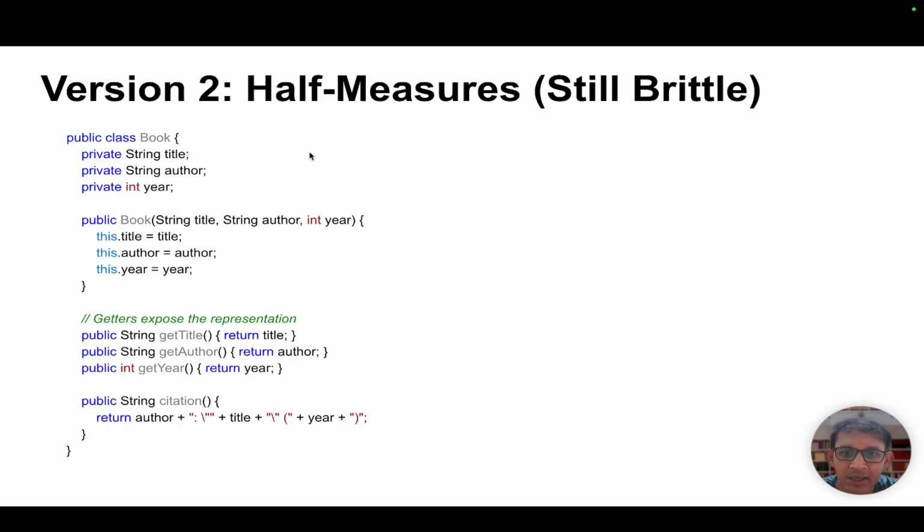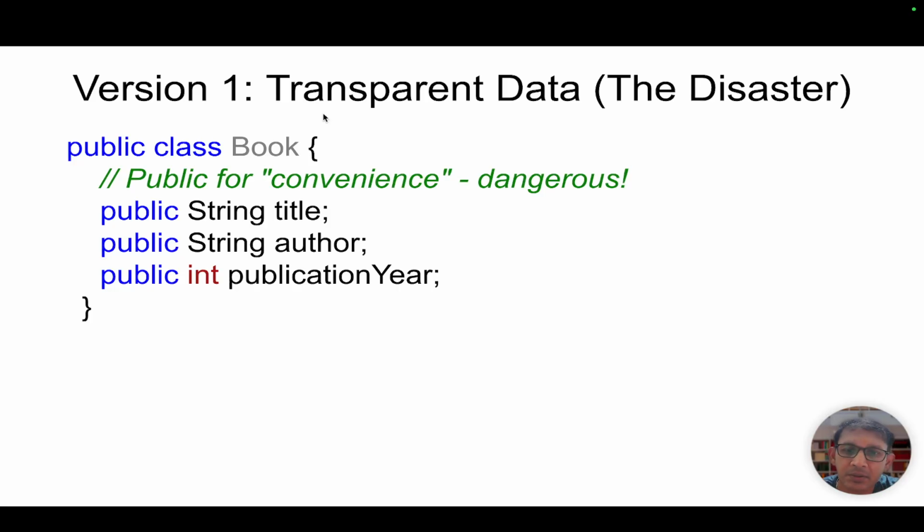Now, clients would typically immediately couple to this raw representation. They create sort keys by calling toLowerCase on the author string. They build HTML by concatenating the title string. They determine if the book is a classic by comparing the integer year.